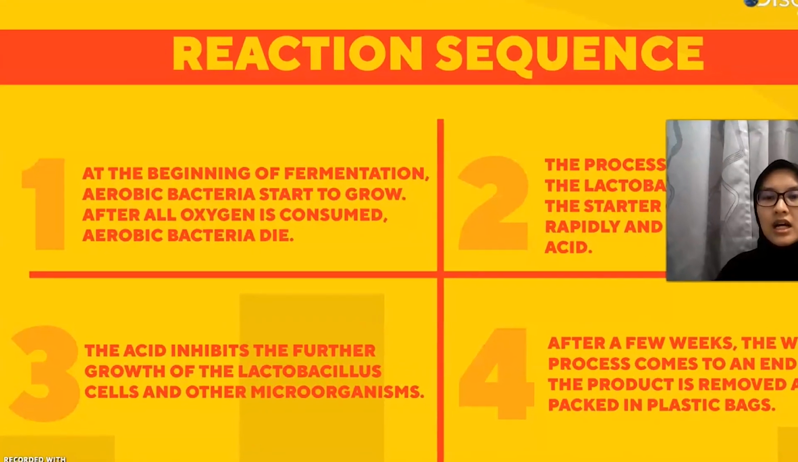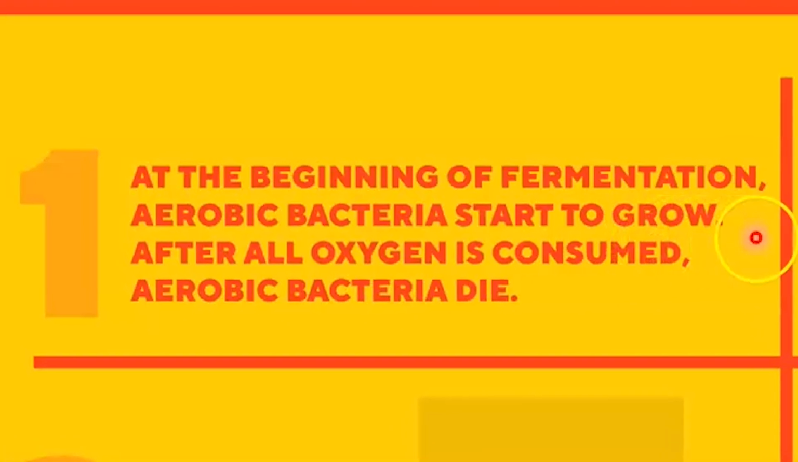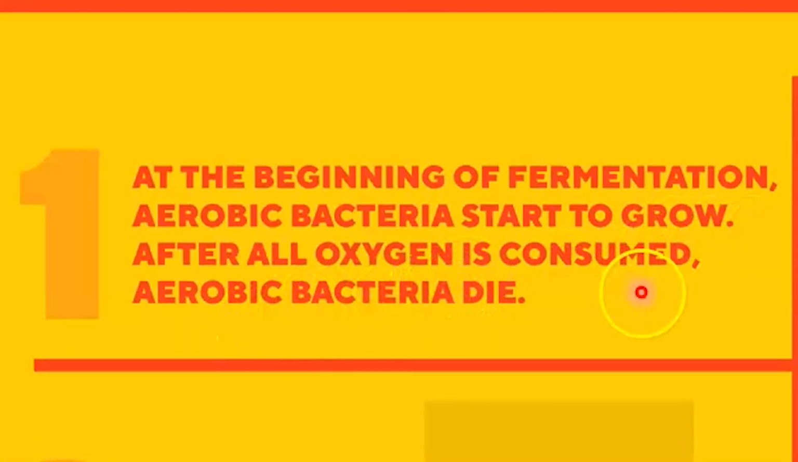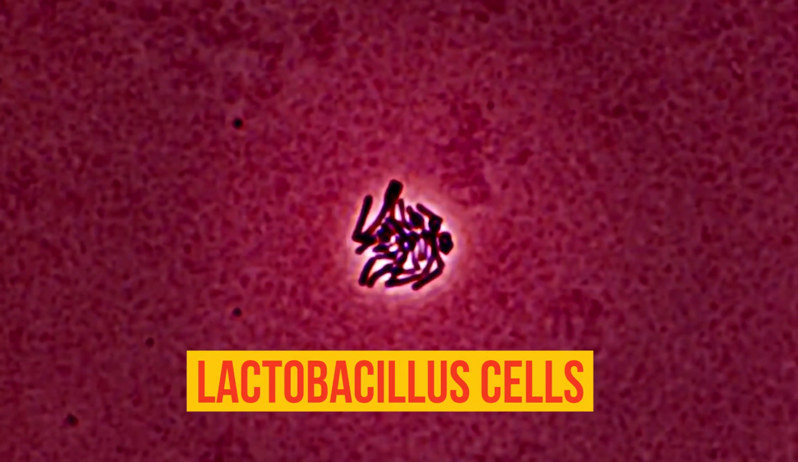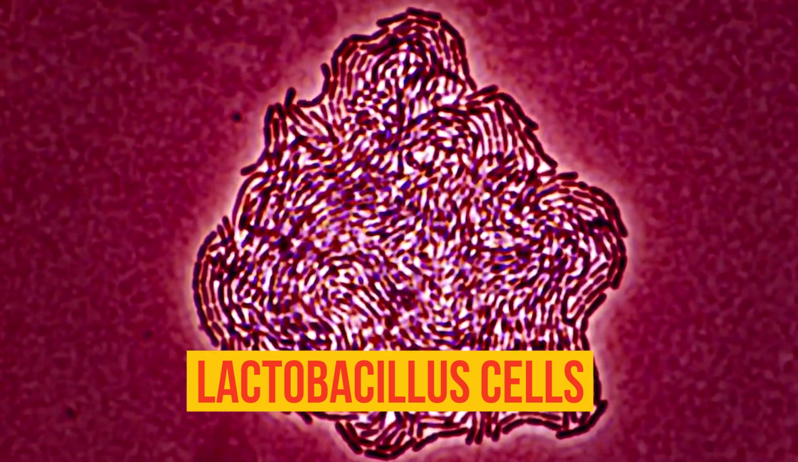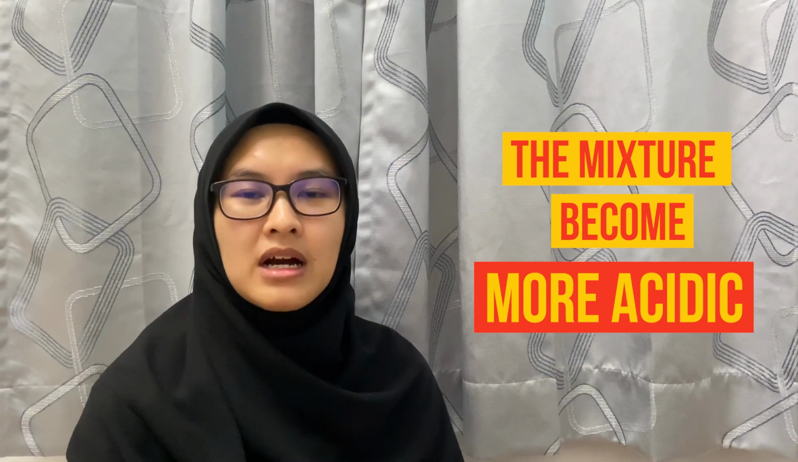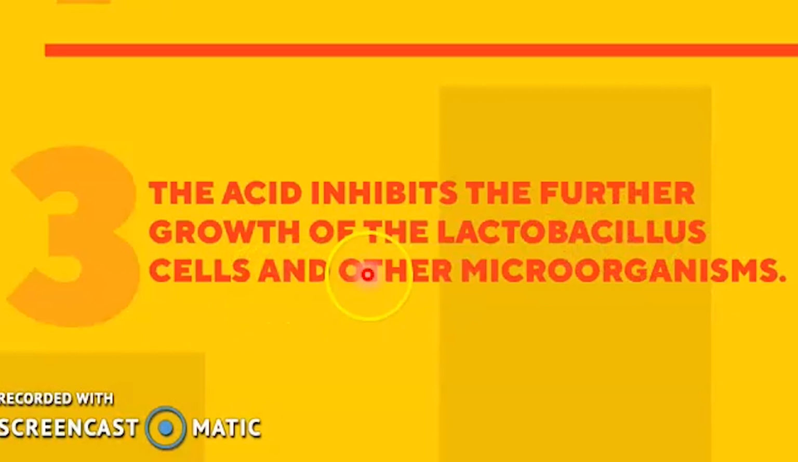So next, the reaction sequence during the fermentation process. First, at the beginning of fermentation, aerobic bacteria start to grow. After all oxygen has been consumed, the aerobic bacteria will die. Next, the process will become anaerobic. The lactobacillus cells from the starter culture grow rapidly and produce lactic acid. Therefore, the mixture will become more and more acidic. The acid will then inhibit the further growth of the lactobacillus cells and other microorganisms.